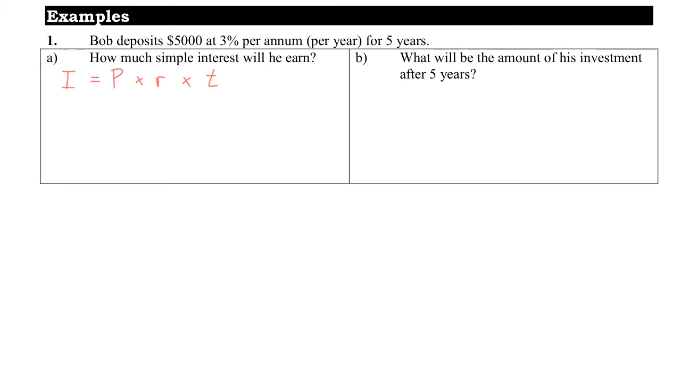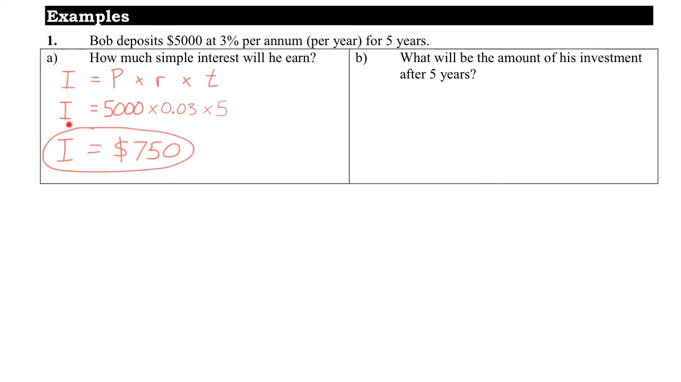P is the principal. That's the amount deposited, the original amount. That's $5,000. R is the interest rate. That's 3%, so that's 0.03. And T is the time in years, so that's 5 years. And when you do that in your calculator, you're going to end up with I equals $750. What will be the amount of his investment after 5 years? Okay, so a lot of people will read this and think that I'm asking the same question, but I'm not.